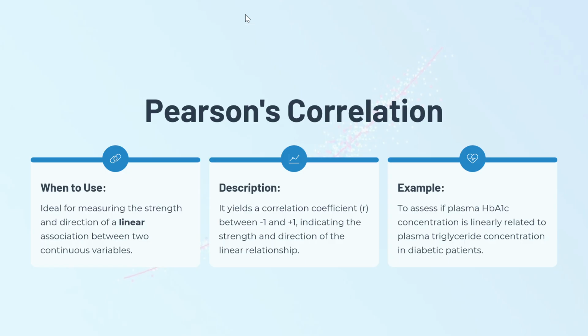Next, Pearson's correlation. This test is ideal for measuring the strength and direction of linear association between two continuous variables. This test yields a correlation coefficient between -1 and +1, indicating the strength and direction of the linear relationship. For example, to assess if plasma concentration is linearly related to plasma triglyceride concentration in diabetic patients, we will use Pearson's correlation.